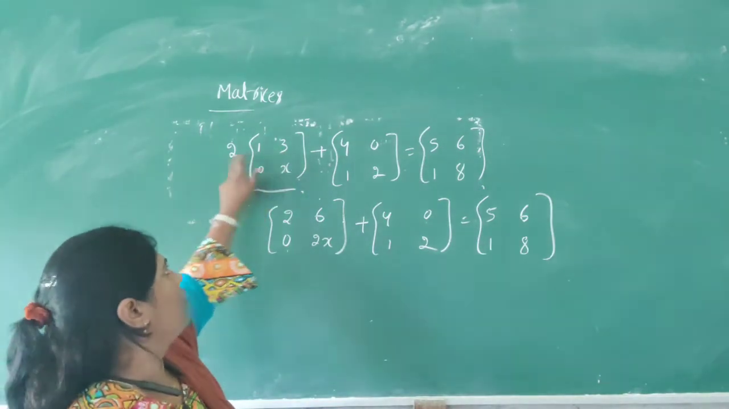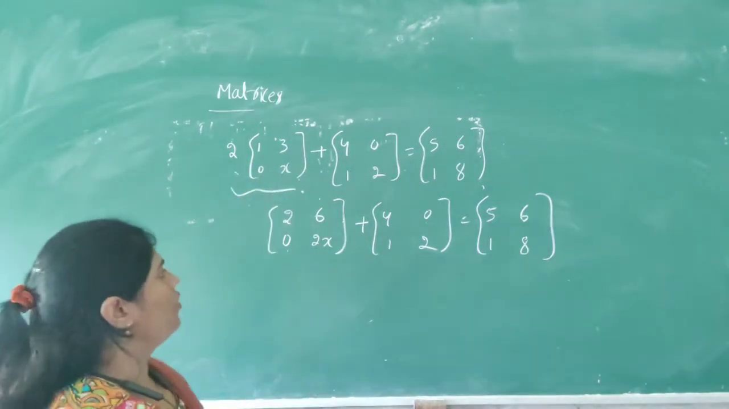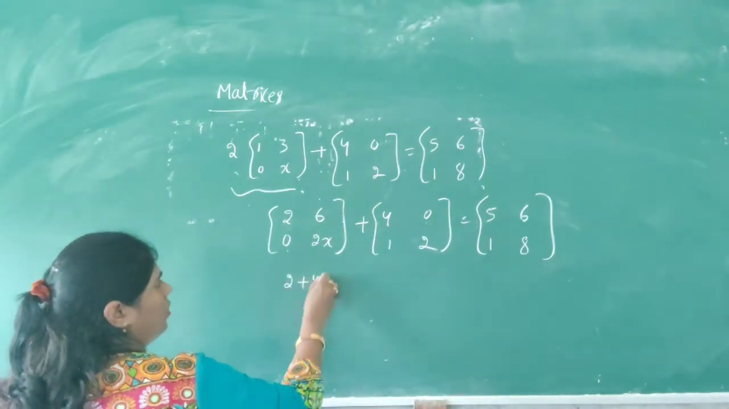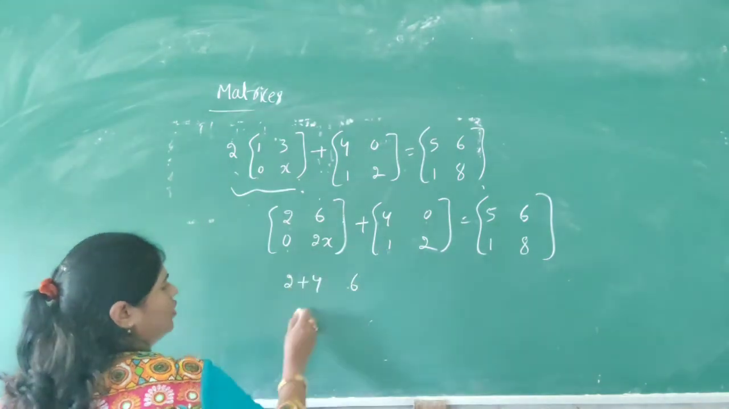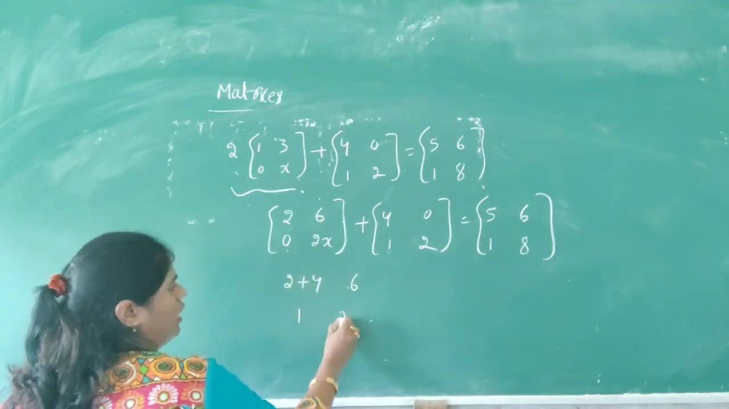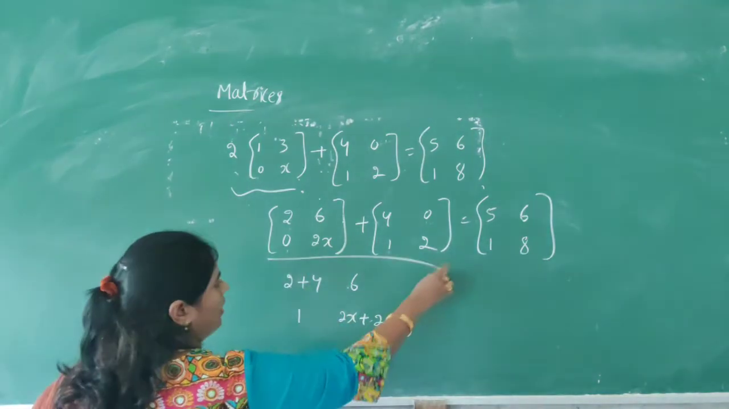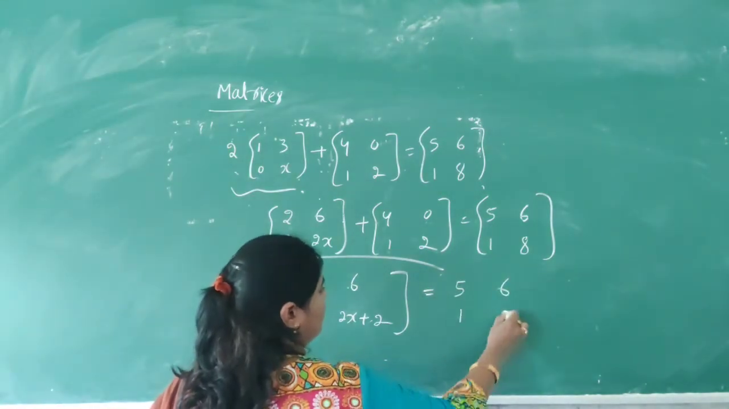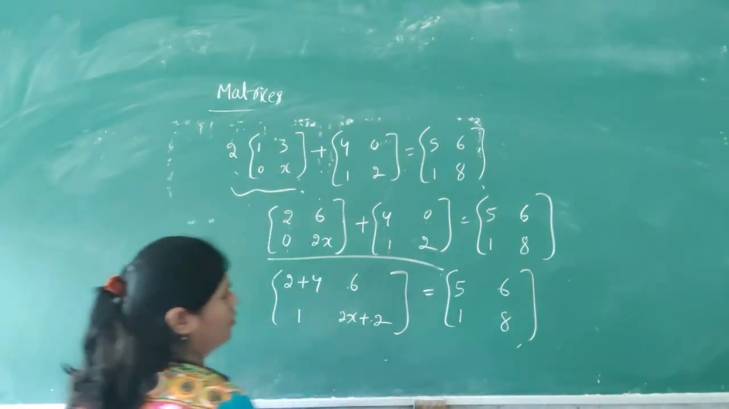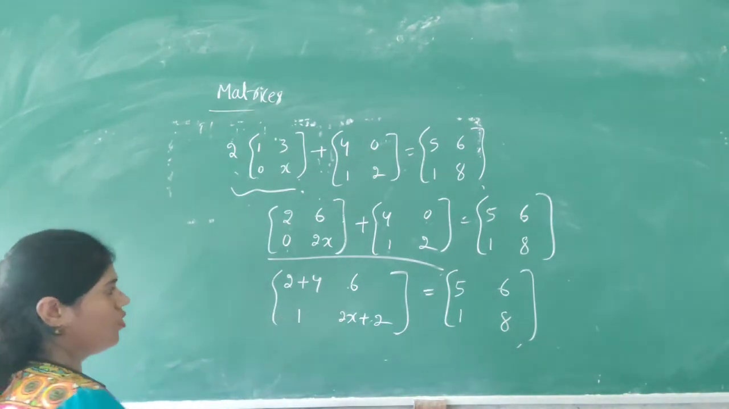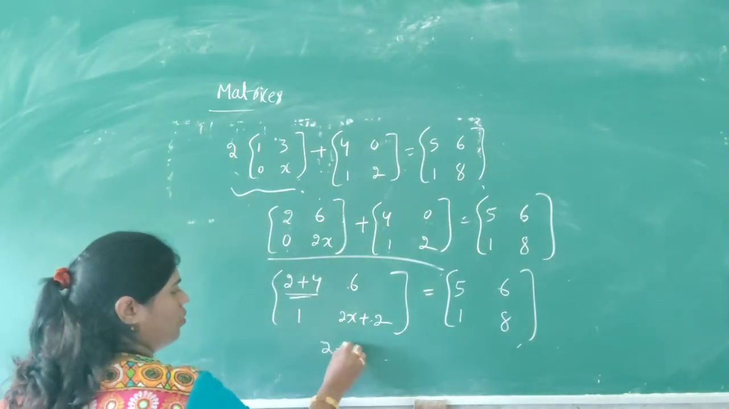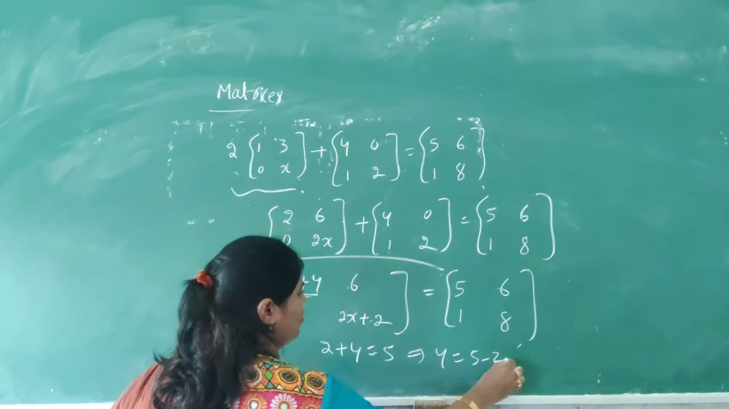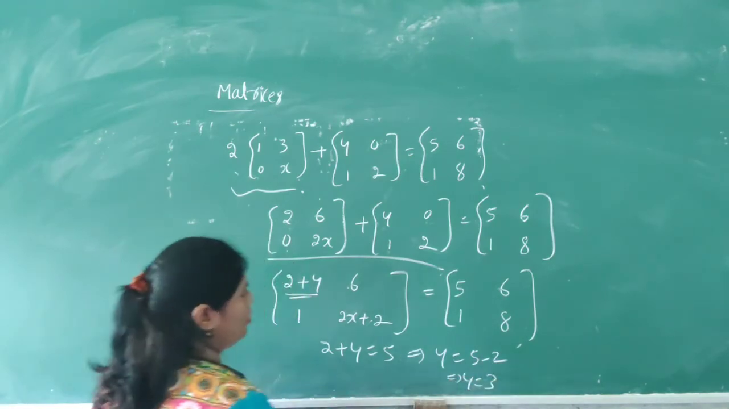2 1s are 2, 2 3s are 6, 2 0s are 0, 2 into x is 2x. Then we just add this, okay, we are going to add these corresponding elements. 2 plus y, 6, 0 plus 1 is 1, 2x plus 2. We are adding these two matrices, okay, which is equal to 5, 6, 1, 8. Okay, next corresponding elements we take 2 plus y, 2 plus y is equal to 5, implies y is equal to 5 minus 2, implies y is equal to 3.